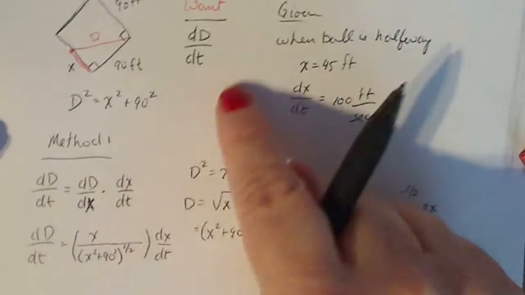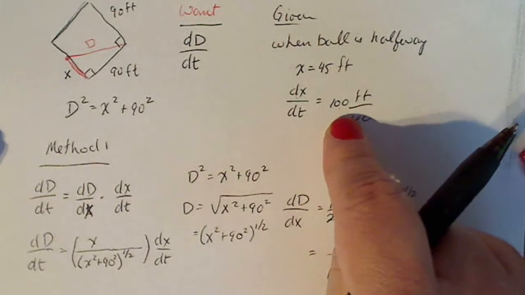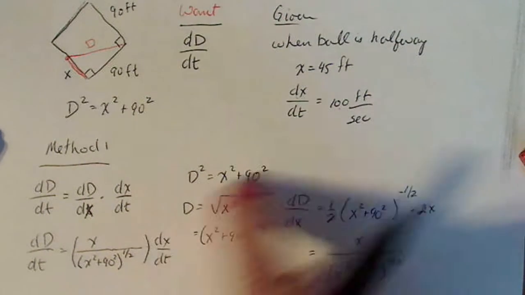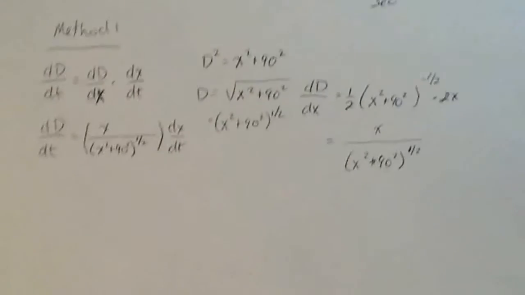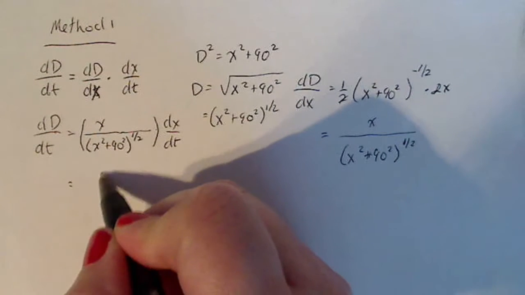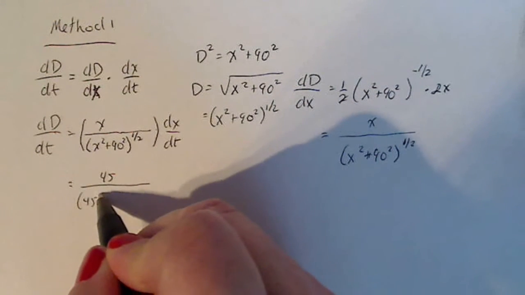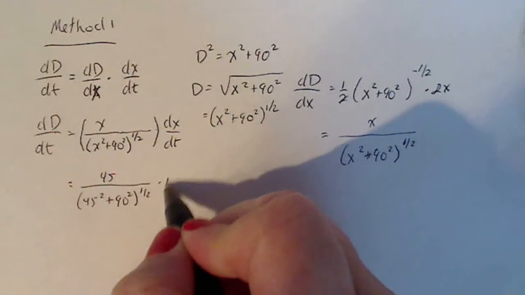Now here it says we're supposed to find that number when x is 45 and dx/dt is 100. So at this point, since everything's in terms of x's, I'm going to put that information in here and see what I get out. If I put x equal 45, that's 45 divided by 45 squared plus 90 squared to the 1/2 times 100.